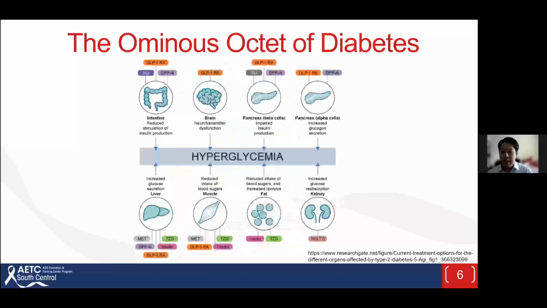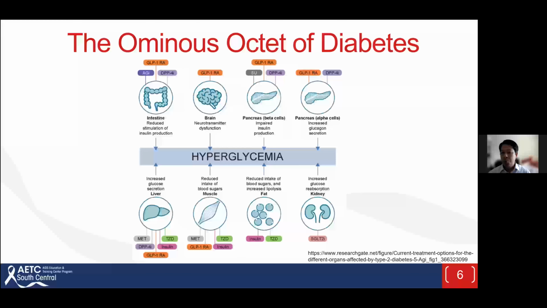When we talk about diabetes, this is where things start to go wrong. And so I really like to use this figure. There are actually several of them out there, but it's called the ominous octet. This came out by Dr. Ralph DeFronzo. He's a world-renowned diabetologist. He actually practices and researches here at UT Health San Antonio.